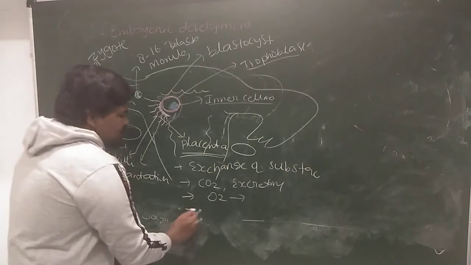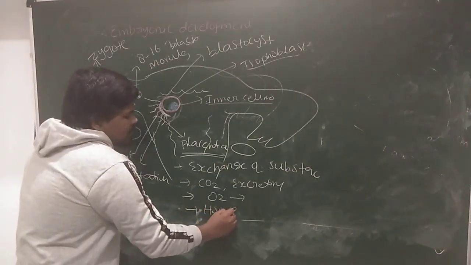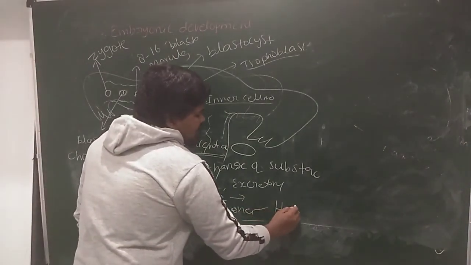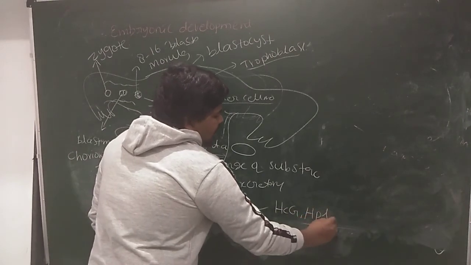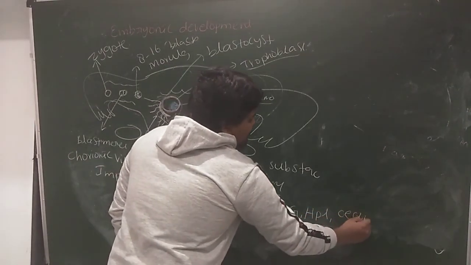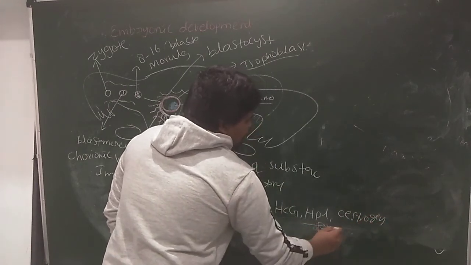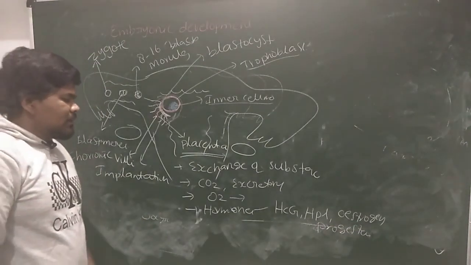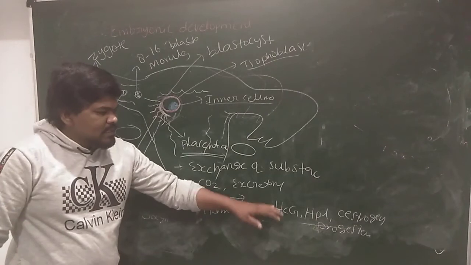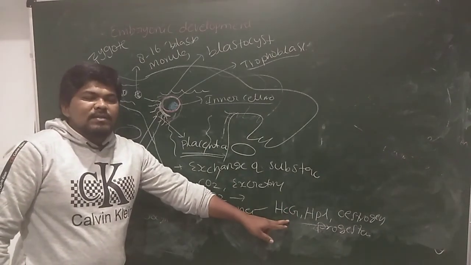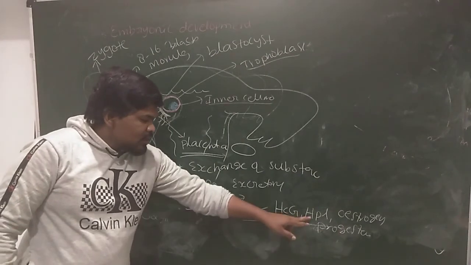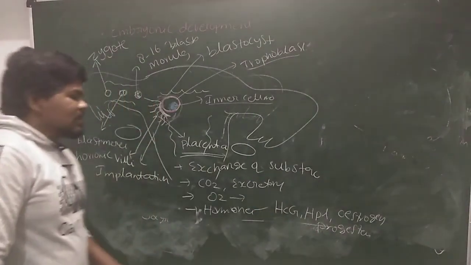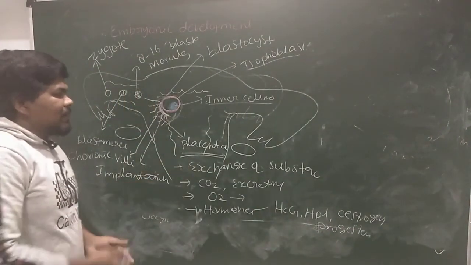Next, the placenta is also used for the production of hormones. The hormones produced from the placenta are HCG, HPL, estrogen, and progesterone. These are the different types of hormones produced from the placenta. HCG means human chorionic gonadotropin hormone. HPL means human placental lactogen. Then estrogen and progesterone. These are the 4 different hormones produced from the placenta.